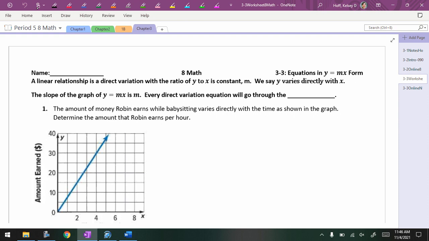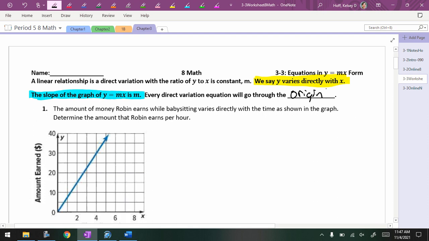So a linear relationship is a direct variation with the ratio of y to x being constant m. We make the statement that y varies directly with x, and you're going to see this a lot today. The slope of the graph of y equals mx is m. So if you're given an equation, the slope is the number that is multiplied by x, or the coefficient of x. Every direct variation equation will go through the origin.